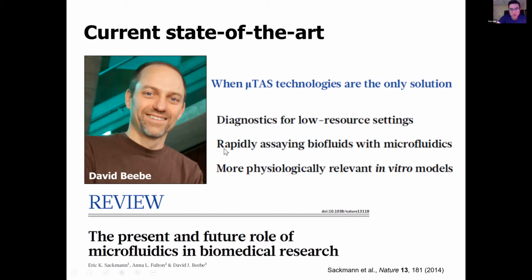Another subsection is titled Rapidly Assaying Biofluids with Microfluidics. So you can imagine developing microfluidics-based diagnostic tools for clinical use, right? And the third area that he highlights in the paper is modeling physiological processes using microfluidics. I've been fortunate enough to get involved in pioneering this area of investigation in microfluidics.